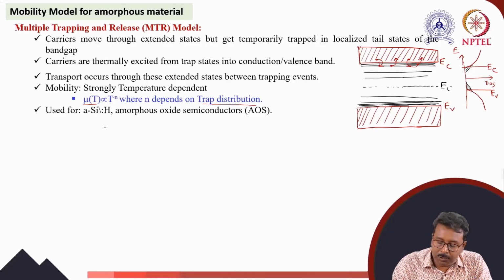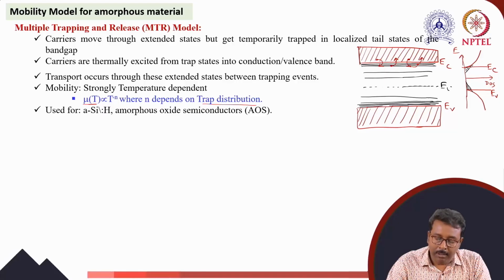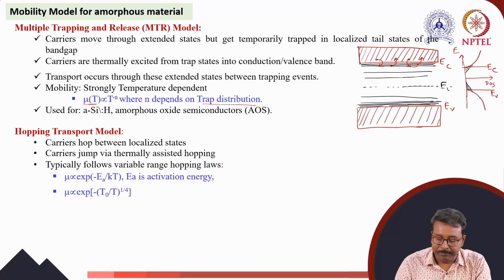And this model is used for amorphous silicon or some amorphous oxide semiconductor, say zinc oxide, tin oxide, copper oxide. This behaves like a semiconductor material, oxide but semiconductor material. For this model we have to use that mu, whatever you obtained from the bulk mobility model, should be multiplied by some constant into T to the power minus 1 to get the mobility in amorphous.